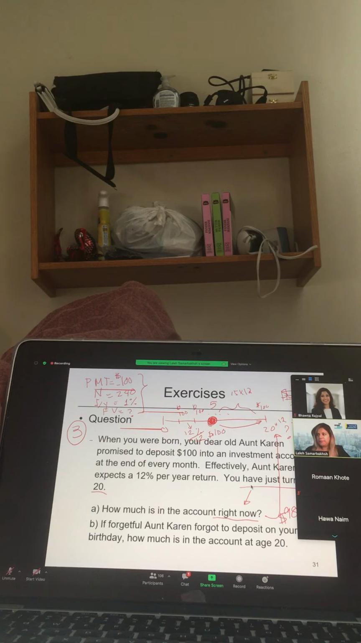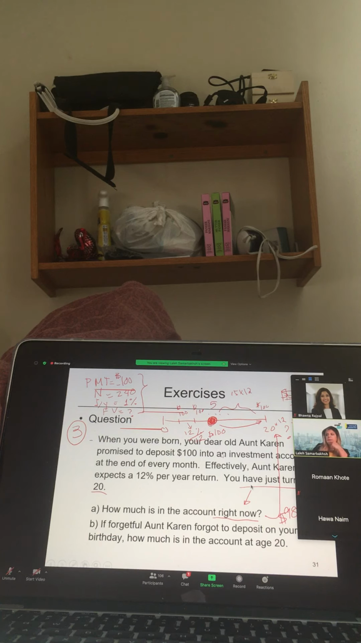Got it? Very good. So Victoria gave me the answer. No one else gave me. So for part B, what would be the value of that $100? Because we have to deduct that. That $100 that she forgot, what's the future value of it?